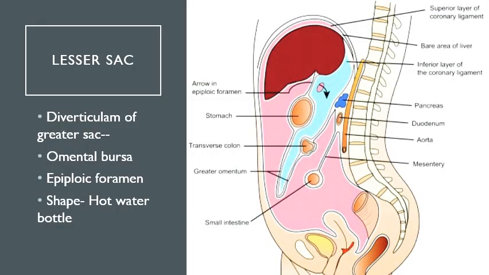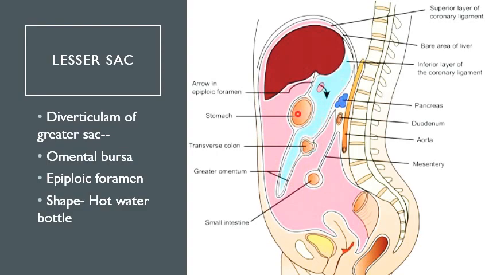So now, most important of all the peritoneal spaces, lesser sac. Lesser sac is nothing but the left posterior intraperitoneal compartment. It is a diverticulum of the greater sac, otherwise called the omental bursa. This pink thing, the whole of the peritoneal cavity, is the greater sac. Only this blue thing is the lesser sac.